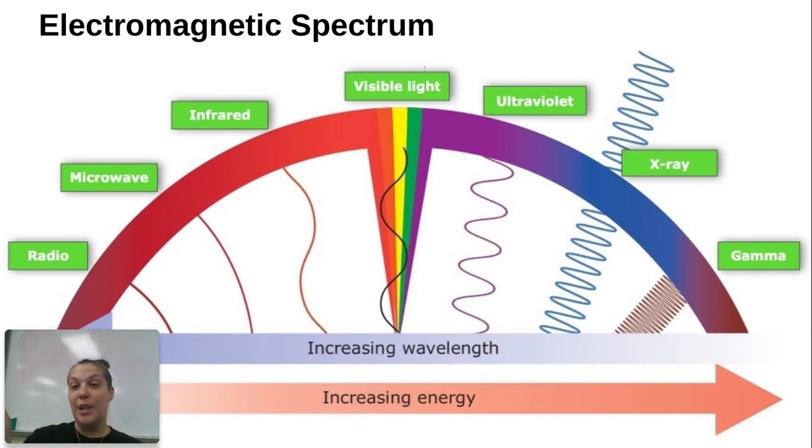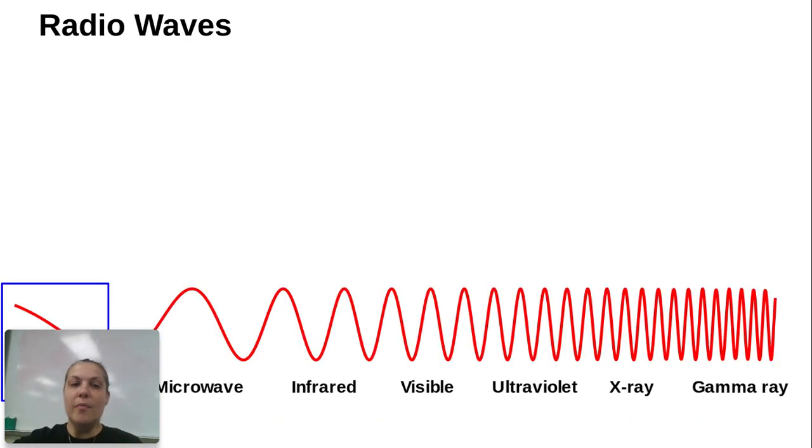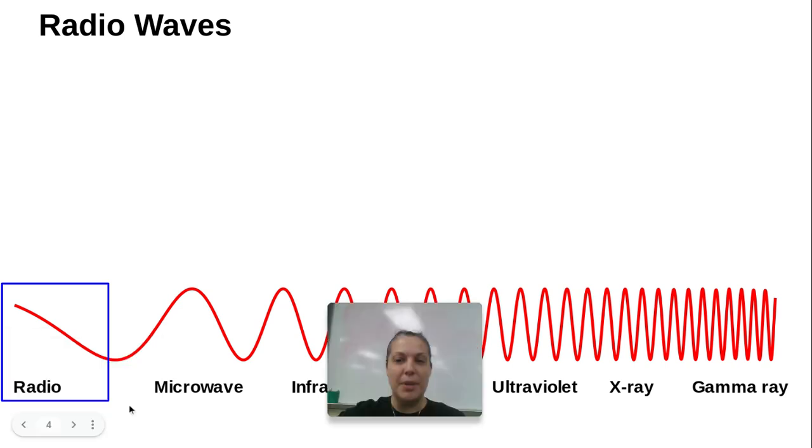So they have an inverse relationship. When waves are farther apart, less energy. When waves are closer together, the more energy. We know that from before. So let's talk about the different parts of the spectrum.